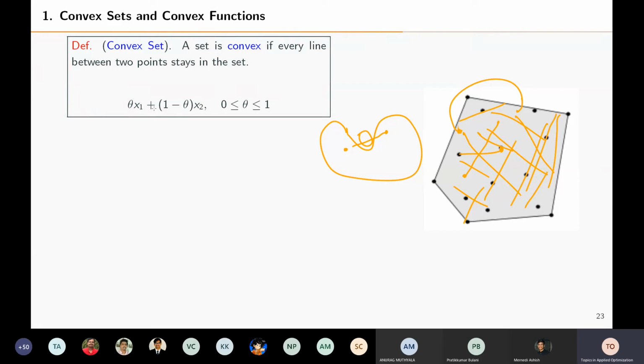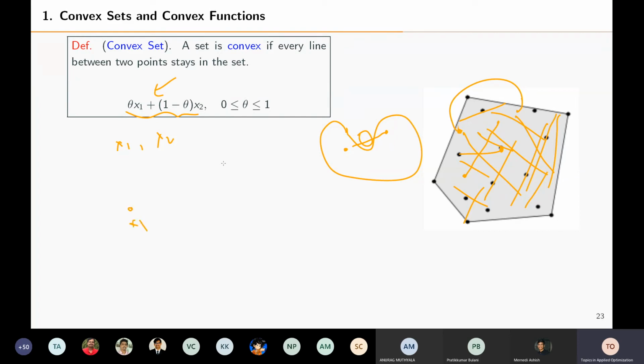So mathematically we can write it like this. x1 and x2 are 2 points. Then what is the equation of a line that starts from x1 and ends at x2? So we can write this in parametric form like this. You can check that this is actually the line joining x1 and x2.